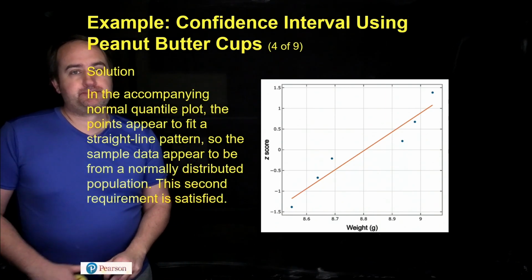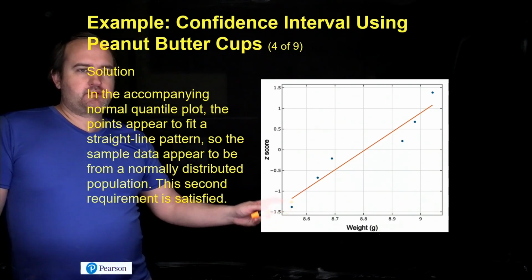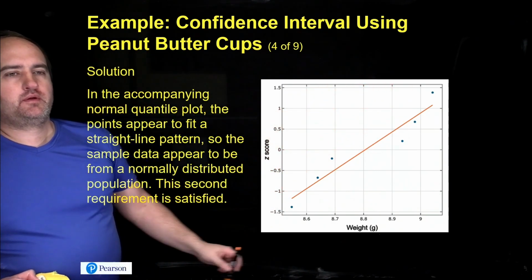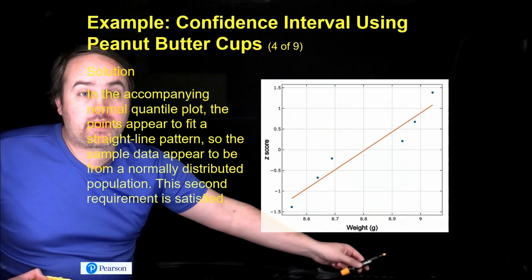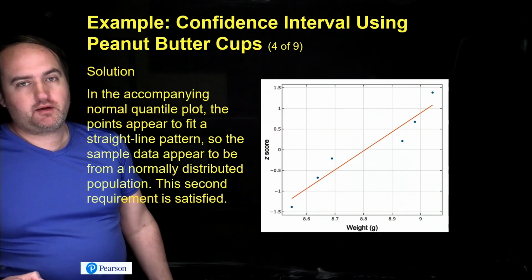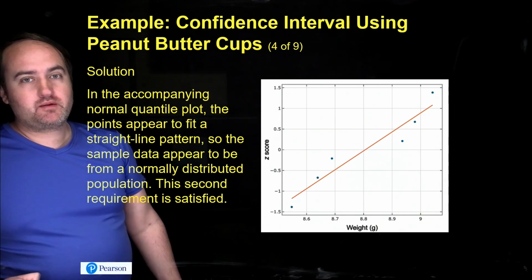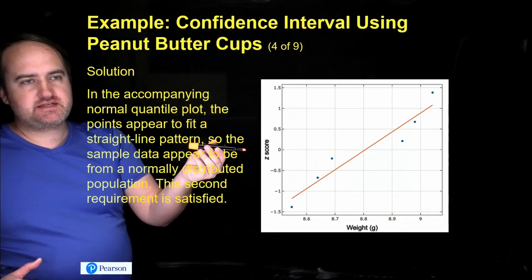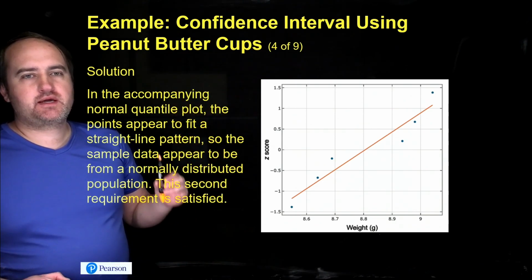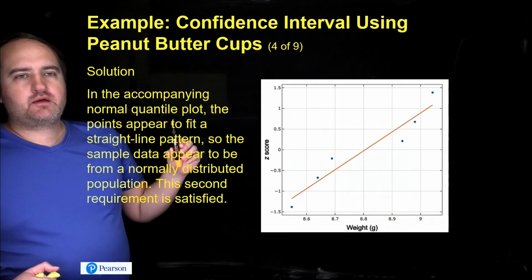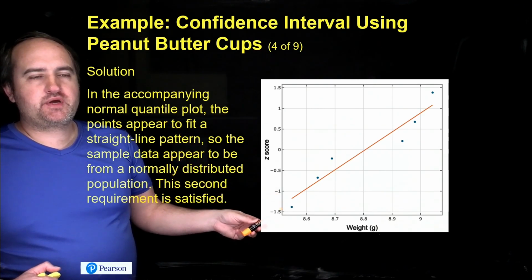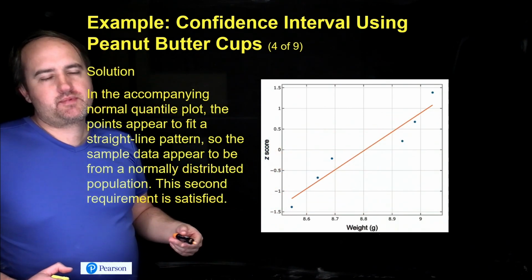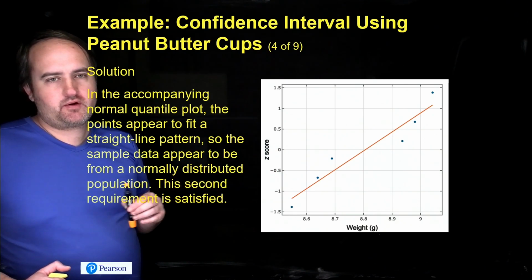So on this slide, they've graphed all the data values. On the bottom here, they have the weight of each Reese's Peanut Butter Cup in grams. And then on the vertical axis, they have the z-score. And they're saying that because the data points appear to pretty closely fit this straight line pattern, that means the sample data appear to be normally distributed.